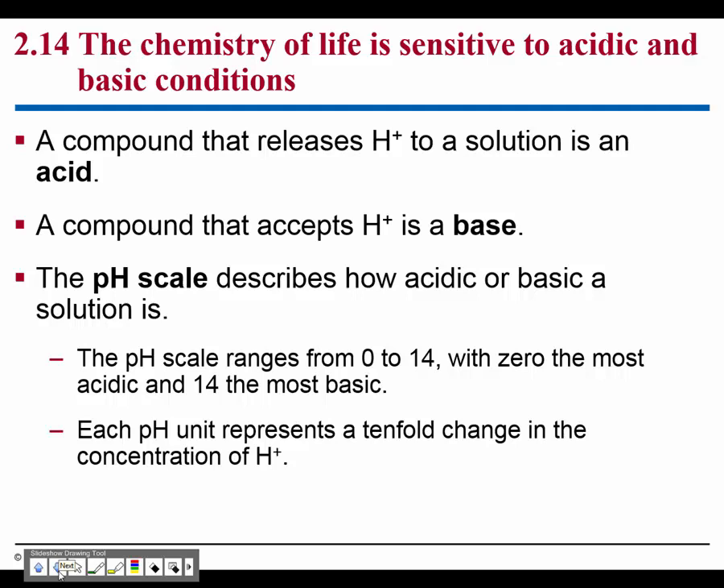So to measure this, we have what's called the pH scale, and it's logarithmic. It's important to know the difference between 7 and 8 is not just a scale of 1, it's a scale of 10. So the pH scale describes how acidic or basic, and it goes from 0 to 14, 7 being neutral, 1 through 7 is acid, and 7 through 14 is basic.